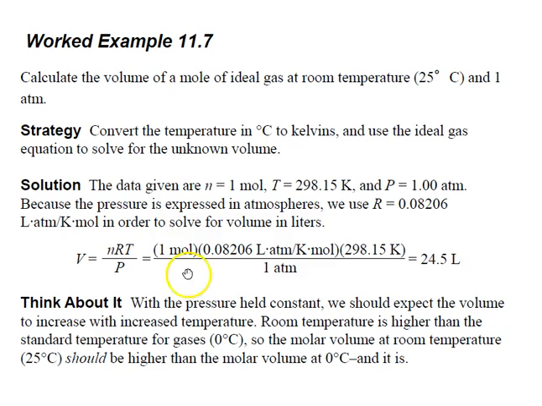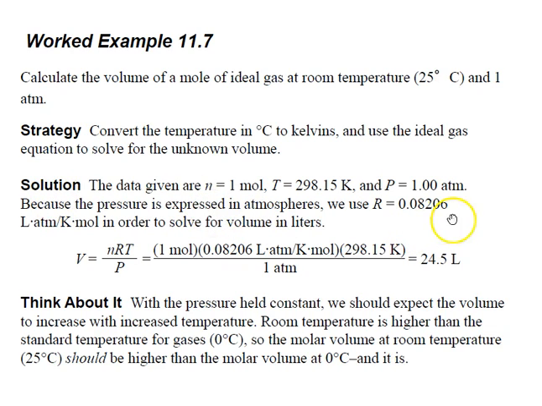Let's take a look at it and see how the units will cancel. So we're going to calculate the volume of a mole of ideal gas at room temperature and 1 atmosphere. The strategy here is to convert the temperature from Celsius to Kelvin and use the ideal gas equation to solve for the unknown volume. The data given is 1 mole for n. Our temperature is room temperature, in Kelvin is 298.15. And pressure is 1 atmosphere.